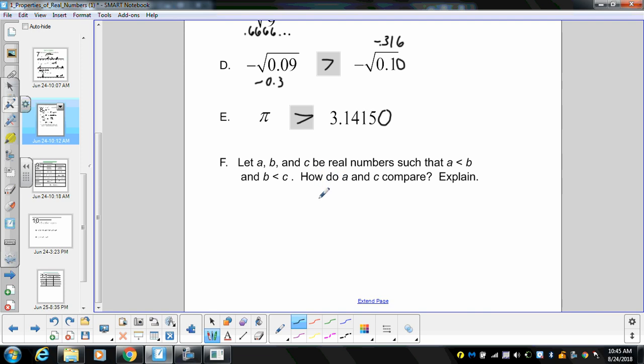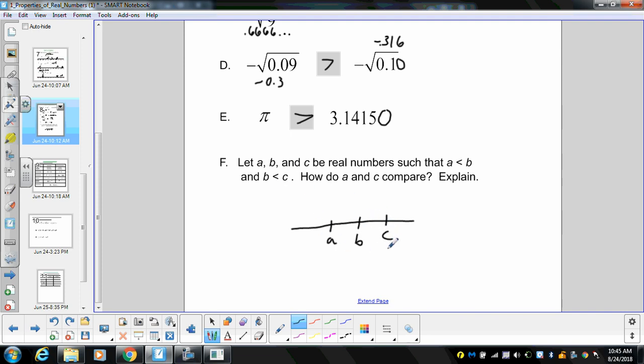That's true at the same time. So how do A and C compare? Well, if A is less than B, but B is less than C. So let's do a number line. So A, let's call this A, it's got a starting point, is less than B. So B must be on the right of A. And B is less than C, so that means the C needs to be on the right of B.